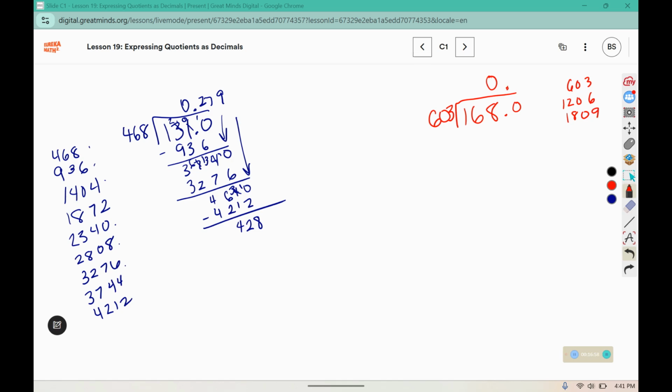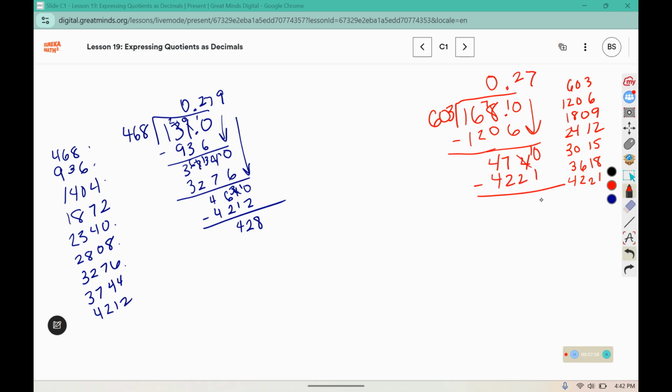We're going to keep our 603 multiples going. So it looks like it can fit into 1,682 times. Ten minus 6 is 4. 7 minus 0 is 7. 6 minus 2 is 4. Bring down a 0. Would be 1, 2, 3, 4, 5, 6, 7 of them. 10 minus 1 is 9. 3 minus 2 is 1. 7 minus 2 is 5.